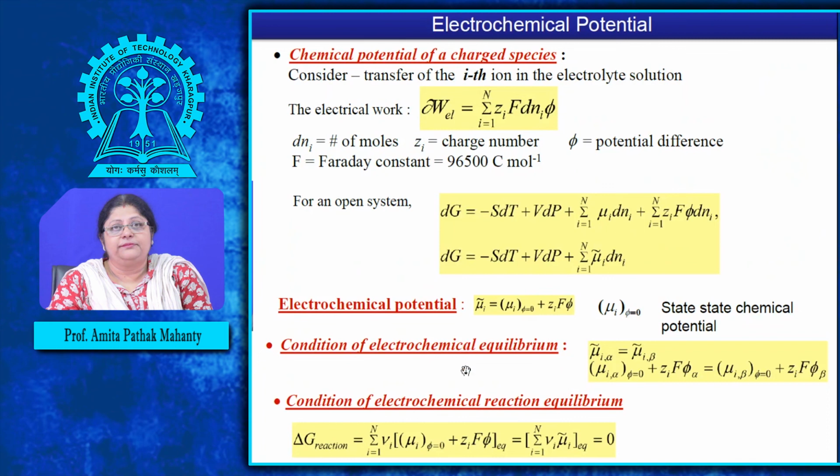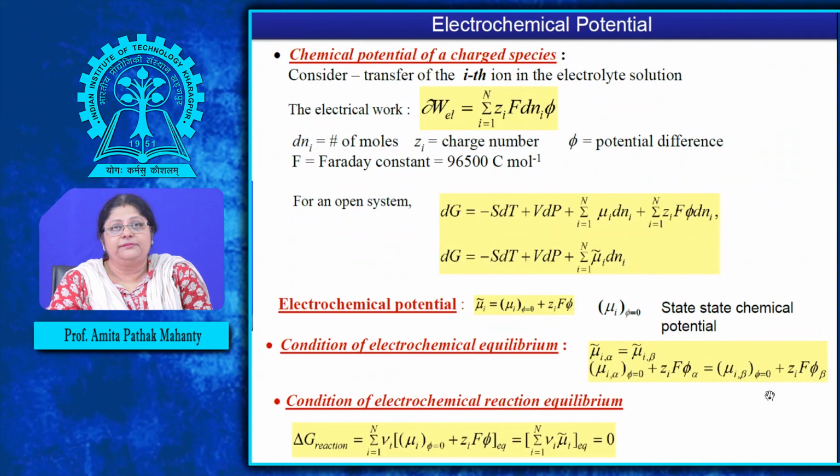What is the condition of electrochemical potential equilibrium? The electrochemical potential equilibrium is the same as the one which we had dealt with previously. The electrochemical potential of the ith species in one of the phases should be equal to the electrochemical potential of that species in another phase. That means the value of mu i plus Zi F phi for the ith species in phase alpha should be equal to that in the other phase. In the two phases, they should be equal.